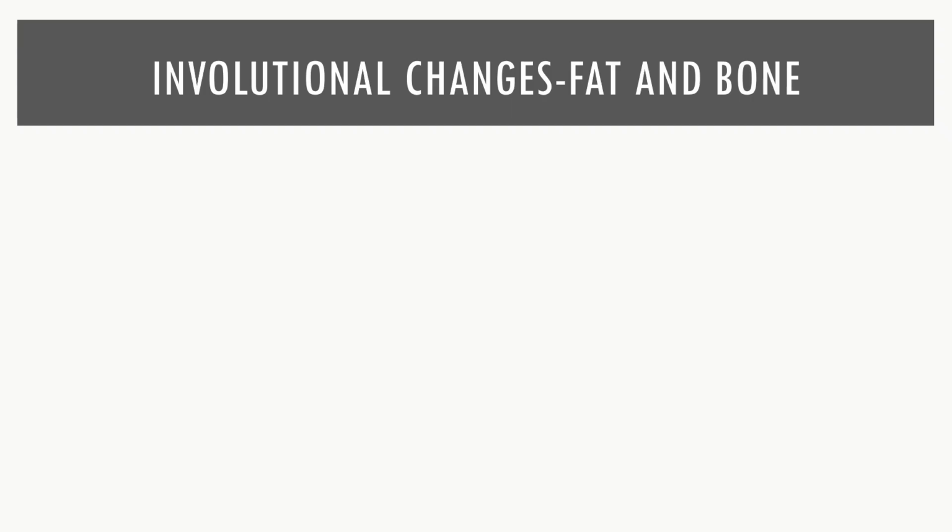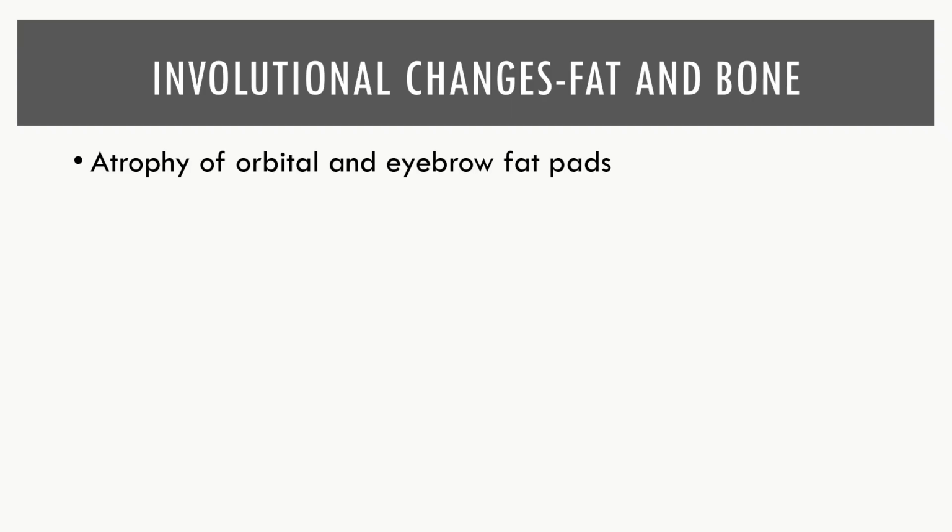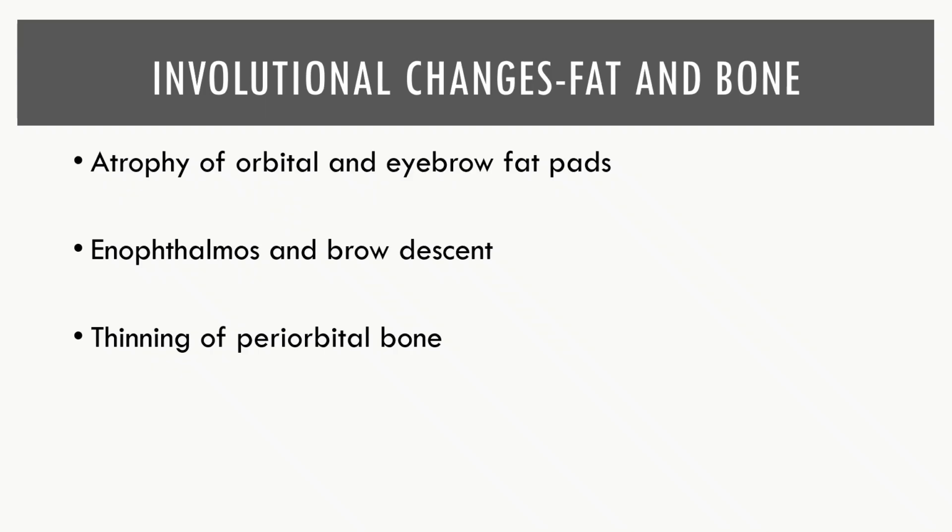Involutional changes in fat and bone. Atrophy of orbital and eyebrow fat pads, enophthalmos and brow descent, and thinning of periorbital bone. Aging leads not only to fat prolapse but also fat loss, giving a hollowed appearance.